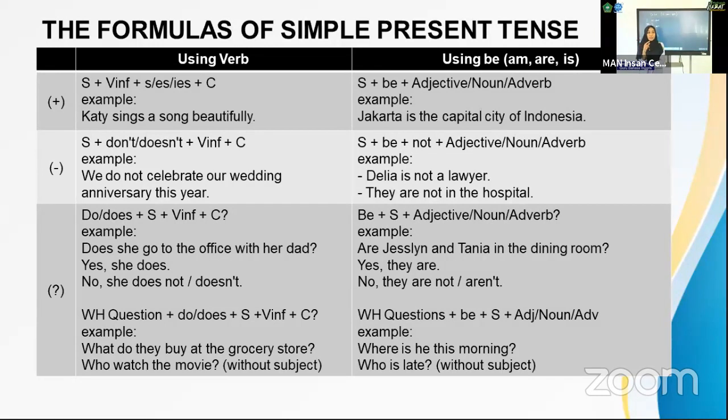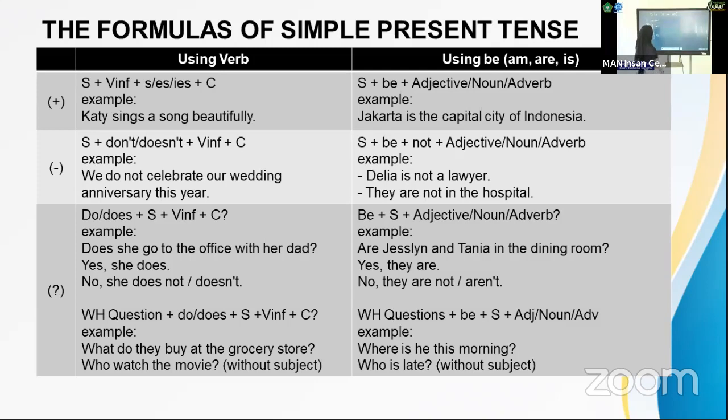And then if I change the positive form, when you want to use am, for example, I am a teacher, I am a student, I am a singer, ya. Of course, I itu to be-nya menggunakan am, not is or are.